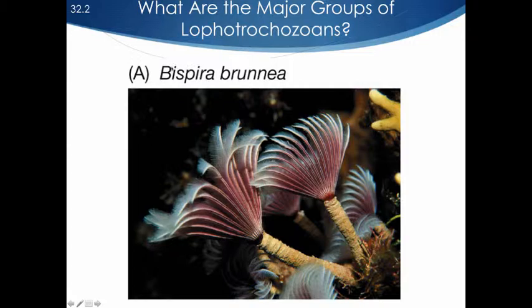So here are your tentacles that come out for filter feeding, and they have these little, basically you can say, hair-like structures, and that's what allows them to filter their water for food. And these would be the extensions from the body.